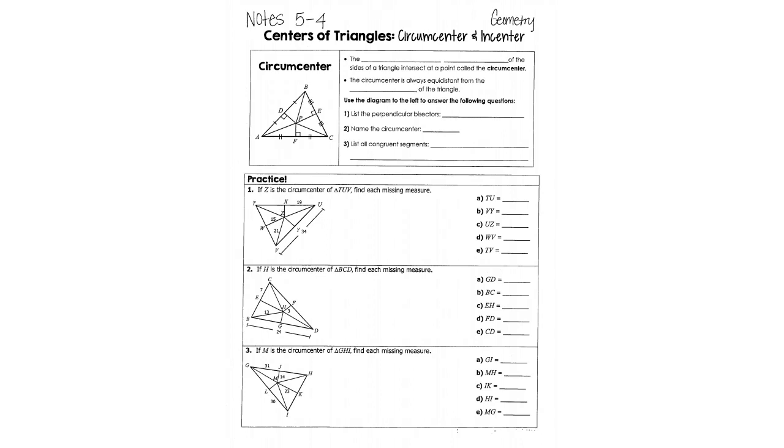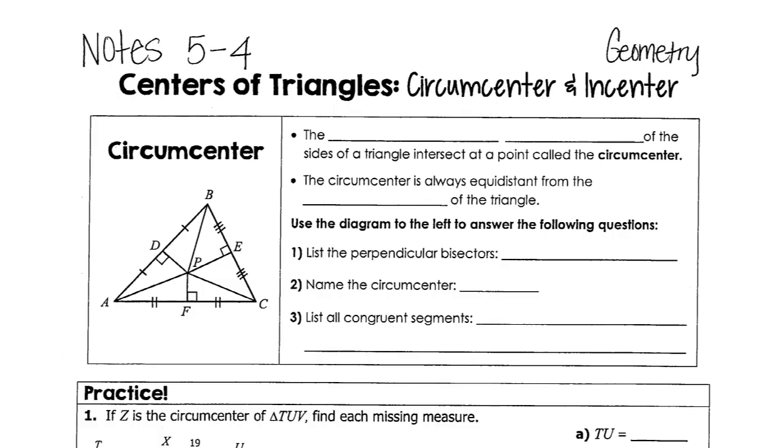Hey guys, today we're going to cover notes 5.4, centers of triangles, circumcenter. For circumcenter, the perpendicular bisectors of the sides of a triangle intersect at a point called the circumcenter. The circumcenter is equidistant from the vertices of the triangle.